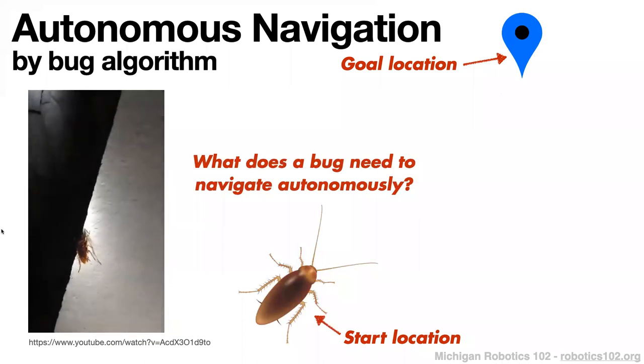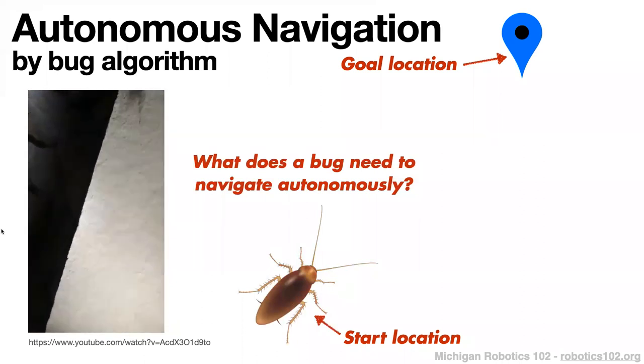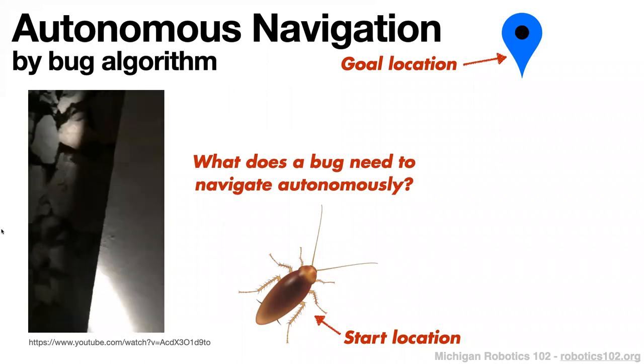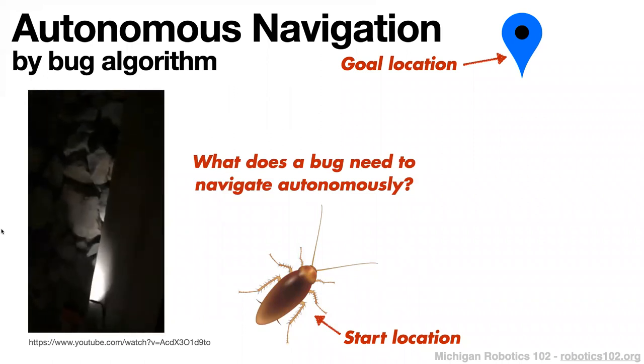A question would be, how does this actually work? What insights can we take from nature? What does a bug need to navigate autonomously? Right, so it's got to be able to sense the world, take feedback, know where it's going. I'd like to hone that into: it's got to know where it is. Roughly it has to know where it is in space, but it also has to react to the obstacles that it's going to have. Anything else that a bug might need to navigate autonomously?